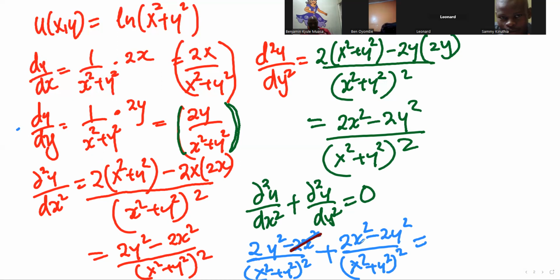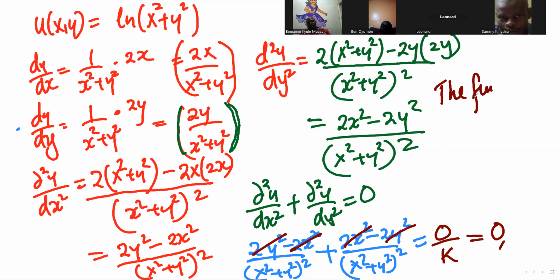These cancel this one, yes, no, that one. Yes. And this one cancels this one. So we're going to have 0 over a number here, and the other is 0 still. Yes, it's 0. To me that means the function is harmonic. So the function is harmonic.